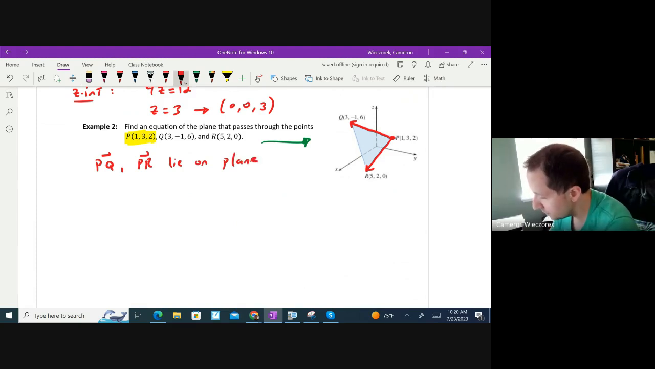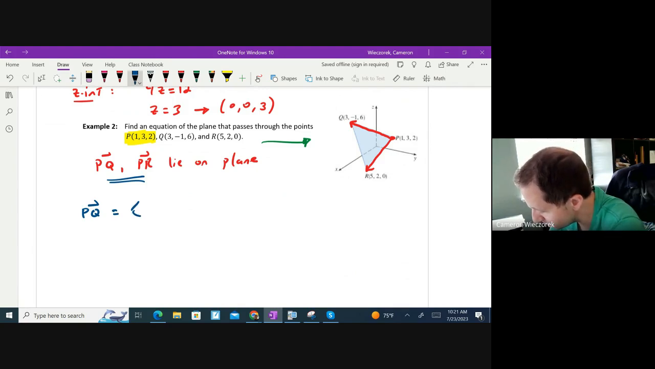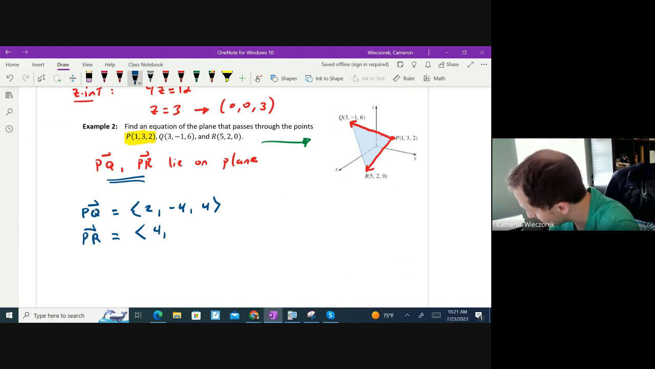Well, if I want to create a vector that's normal to those vectors or orthogonal to those vectors, we have an operator that we've learned about that does that. It's called the cross product. So our normal vector is going to be the cross product of these 2 vectors. I'm going to start by finding PQ and PR. PQ, I'm going to subtract my coordinates. 3 minus 1 would be 2. Negative 1 minus 3 would be negative 4. And 6 minus 2 would be 4. And PR, subtracting coordinates, would be 5 minus 1 is 4, 2 minus 3 is negative 1, 0 minus 2 is negative 2.